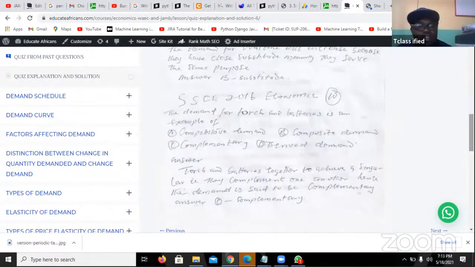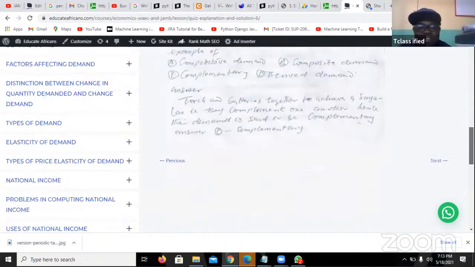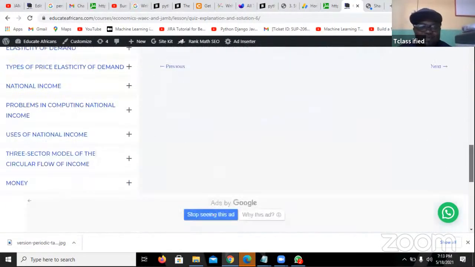So question number 2: the demand for touch and batteries is an example of what? You know, a touch is a complement of a battery. You can use it to complement the battery. So what kind of demand? Is it competitive demand? Is it composite demand? Is it complementary or derived demand? So you can say it's complementary because one complements the other. As you're buying a touch, you must be buying batteries. So you have what we call complementary demand. So take note of these two.